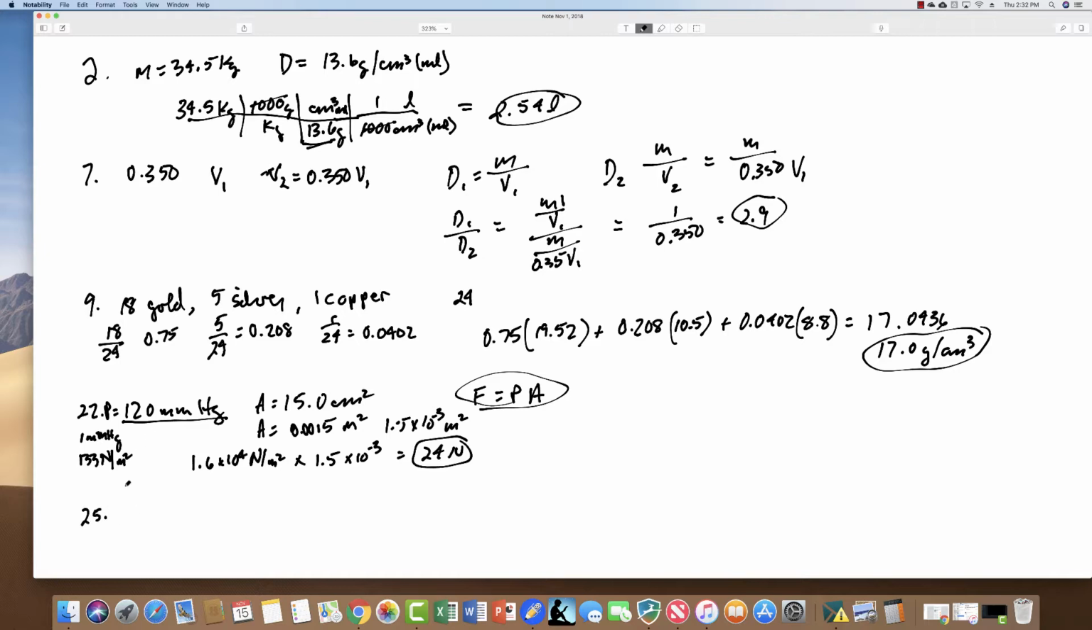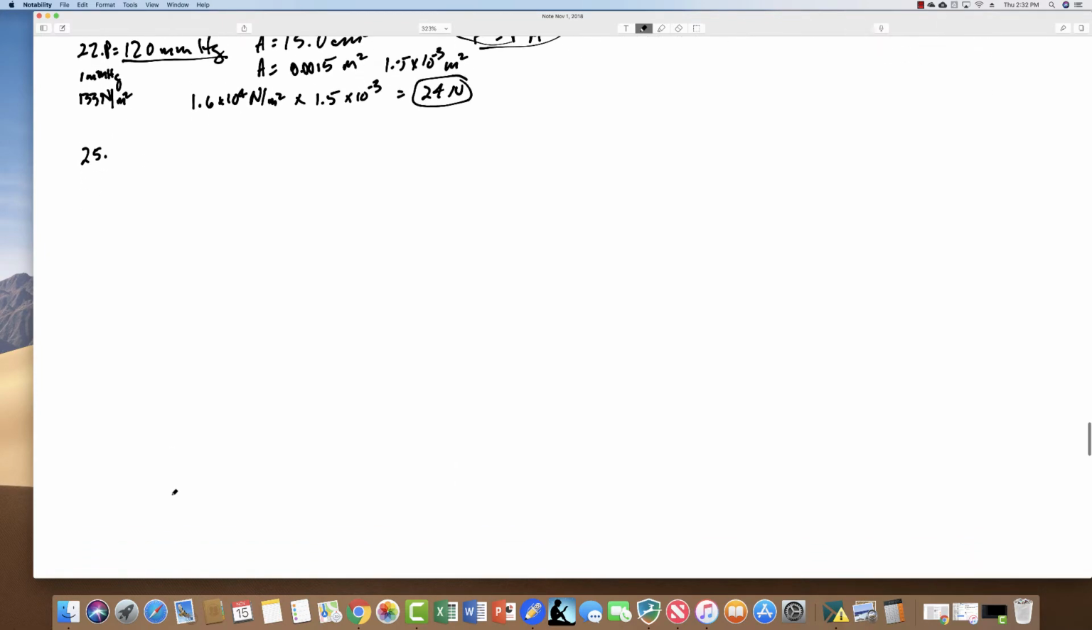Number 25 is the next problem. Number 25 states the following.